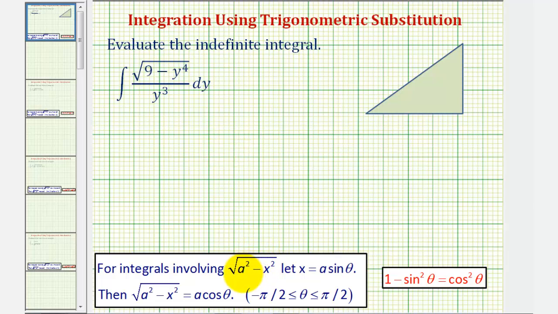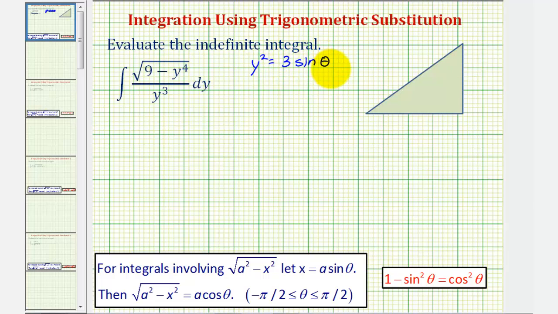Notice how in this case, a squared equals 9, so a equals 3. We don't have x squared here, we have y to the fourth. So instead of letting x equal a sine theta, we'll have to let y squared equal a sine theta. And therefore, we'll perform the substitution, y squared equals 3 sine theta.